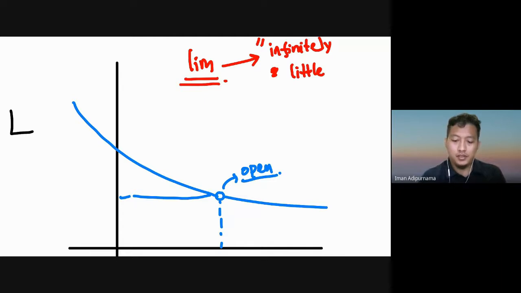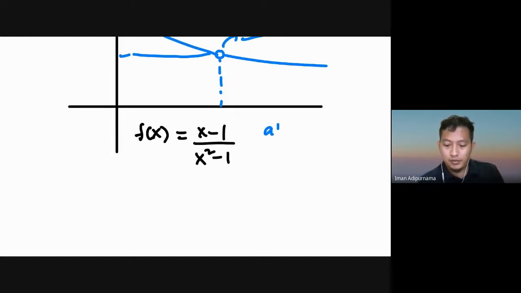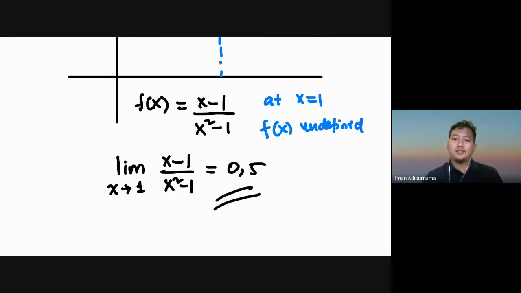So, what is our function before? The function is x minus 1 over x squared minus 1, right? So let me write that at x equal 1, f(x) is undefined, right? But if we write the limit as x approaches 1, okay? Do you understand? Do you understand the concept?